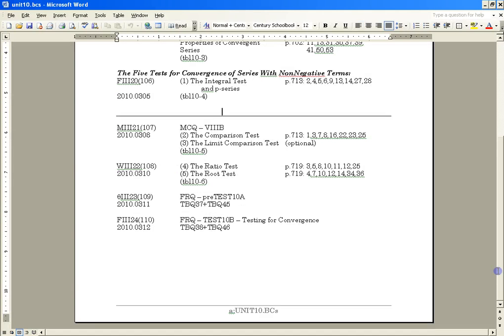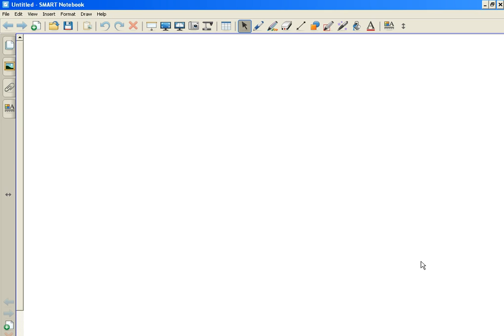And it's, what is it? It's Wednesday. We're talking about the ratio test and the root test. These are known as rho tests for convergence of series of constants with all positive terms.